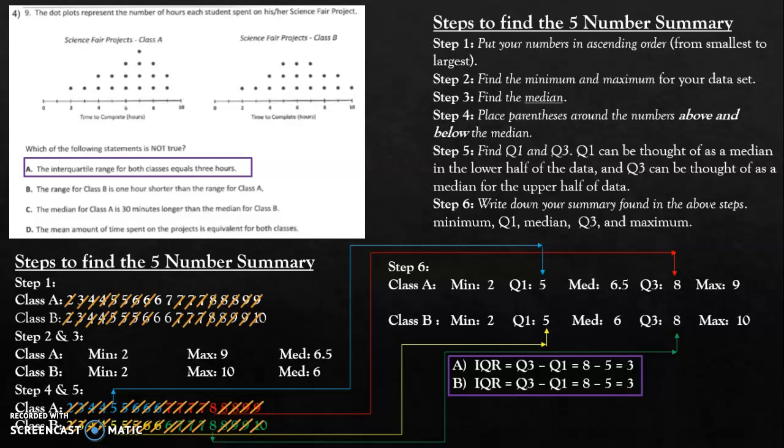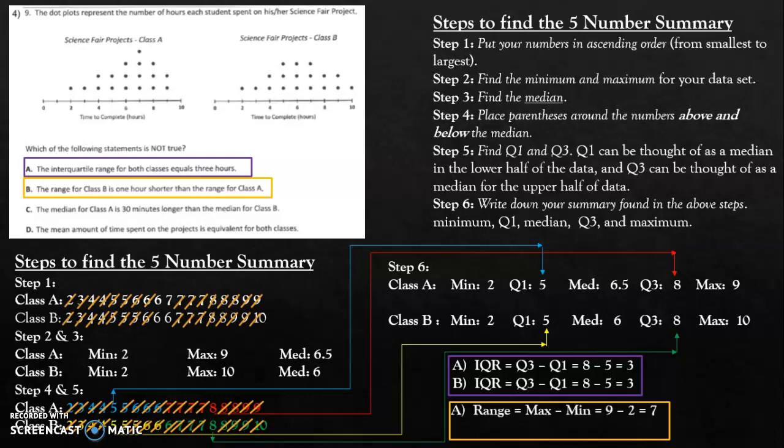So A says the range for both is equal. Yes, it is. It is equal. But I want the answer that's not true. So I have to go to the next one. B says that the range for class B is 1 hour shorter than the range for class A. Well, range is going to be my maximum minus my minimum. Okay, so I have my maximum minus my minimum. And I'll notice that A is less than B.